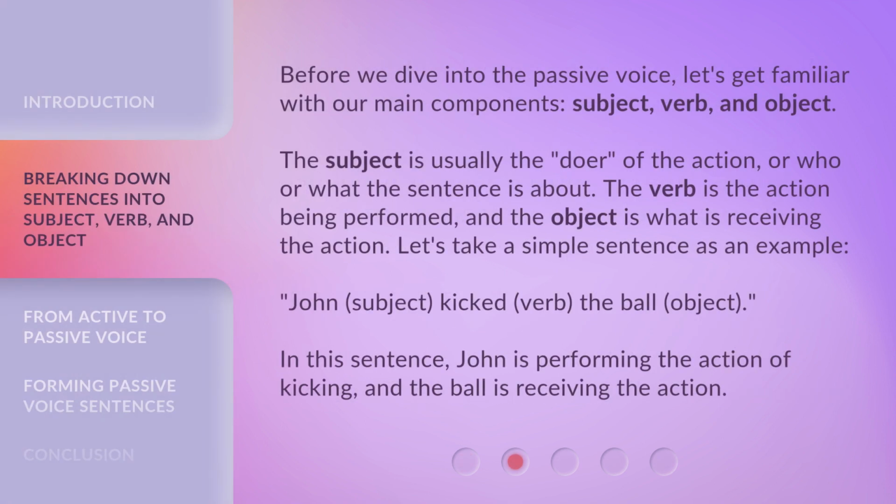Before we dive into the passive voice, let's get familiar with our main components: subject, verb, and object. The subject is usually the doer of the action, or who or what the sentence is about. The verb is the action being performed, and the object is what is receiving the action. Let's take a simple sentence as an example. John (subject) kicked (verb) the ball (object). In this sentence, John is performing the action of kicking, and the ball is receiving the action.